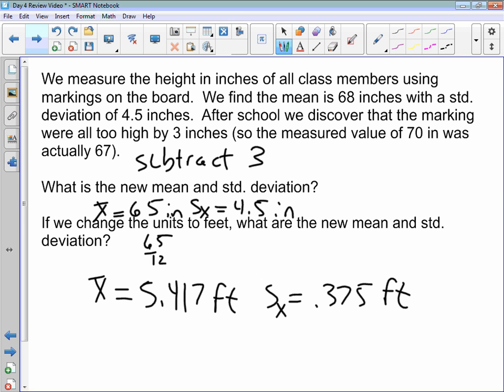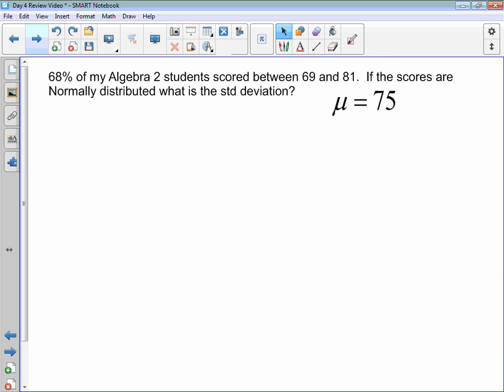Because if we multiply or divide, it applies to both measures of center and spread. Neither one of these conversions, though, would change the shape of the distribution. The distribution would have the same shape. The scale would change, but the overall shape of the distribution would stay the same. All right.